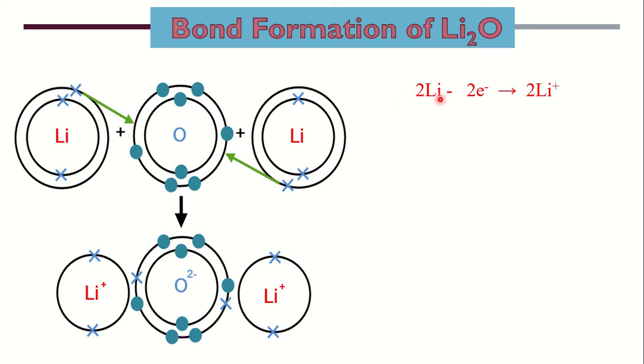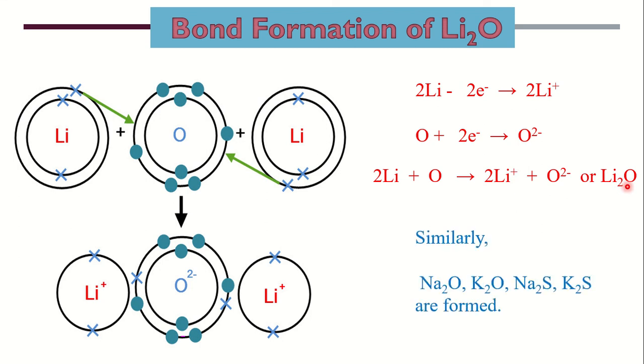2 lithium atoms both release electrons, each releases 1 electron. So 2 lithium atoms release 2 electrons and they form 2 Li+, and 1 oxygen atom accepts these 2 electrons released by 2 lithium atoms and forms O2-. And an attraction force works between this cation and anion and they make Li2O, lithium oxide.